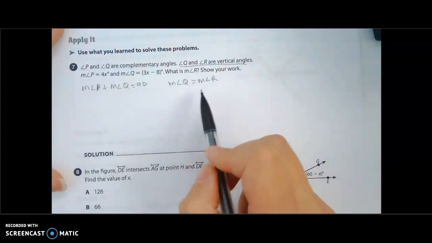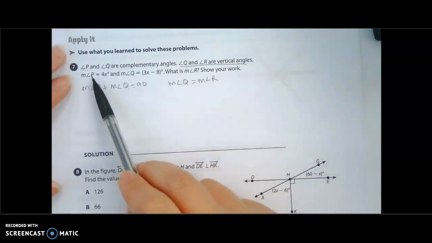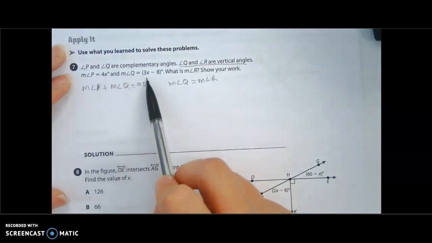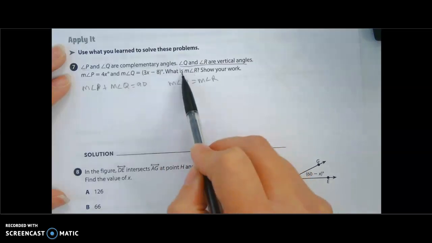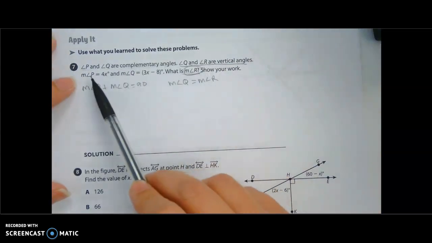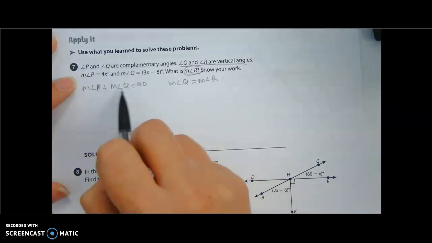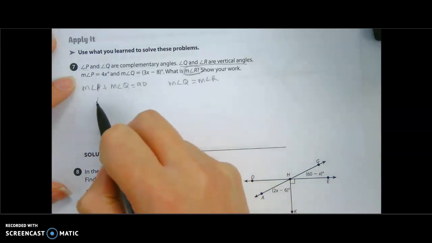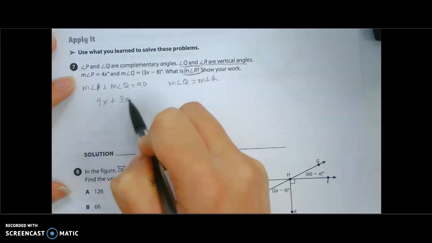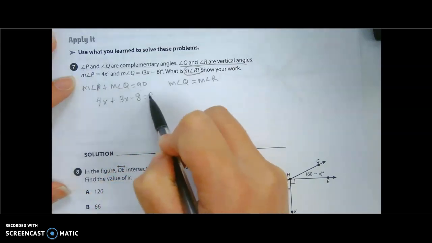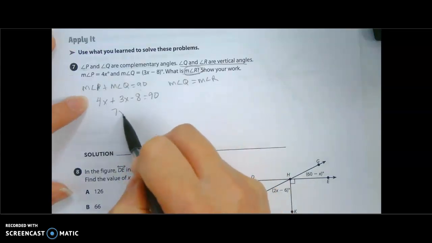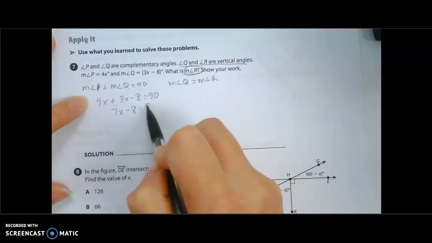So knowing that, then it tells me angle P equals 4x and angle Q equals 3x minus 8. What is the measure of angle R? So the first thing I need to do is find x. That comes from P and Q, and I know P and Q add to 90 degrees. So I'm going to do 4x plus 3x minus 8 equals 90. I'm going to combine like terms. So I'm going to end up with 7x minus 8 equals 90.